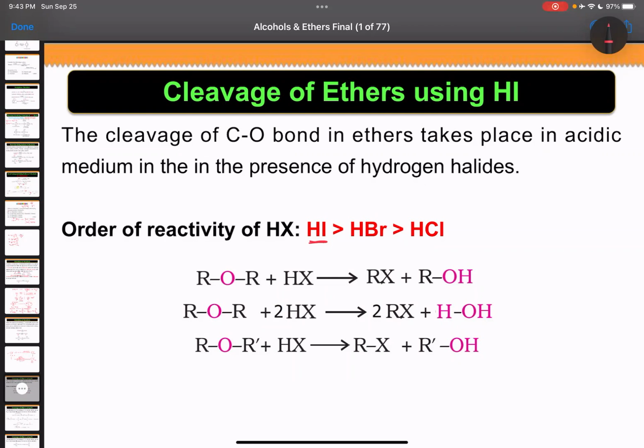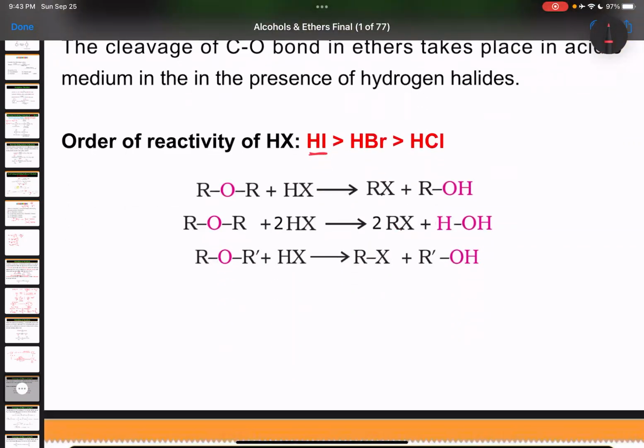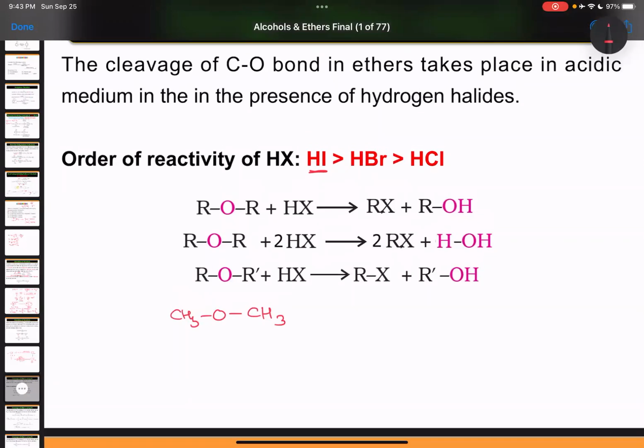So first of all, tell me, let's go for a very simple ether. This is which ether? Methoxymethane. What are you going to get if you took 1 mole of HI and if you took 2 moles of HI? Yeah, very basic. Just try it, but very important.